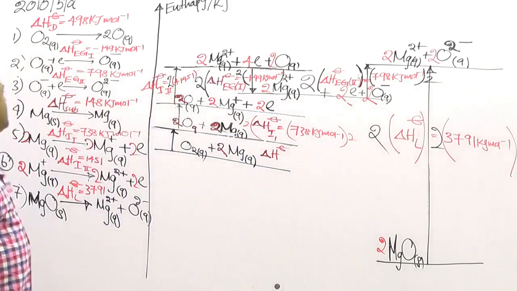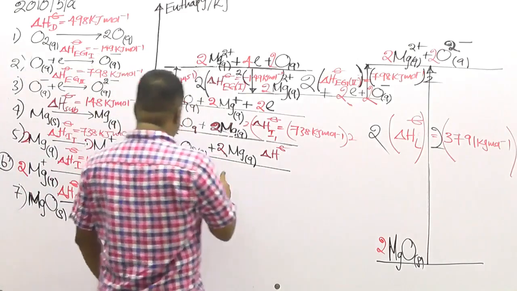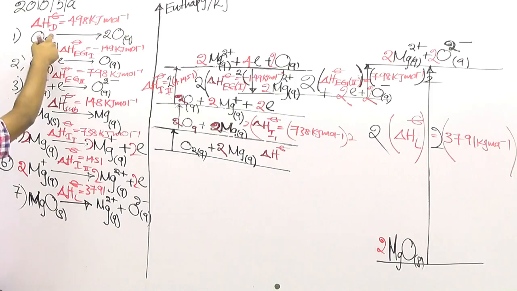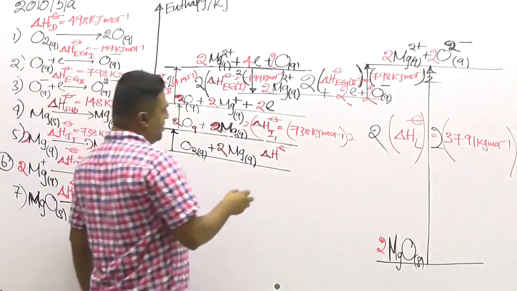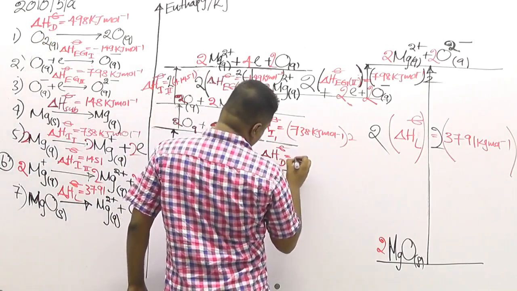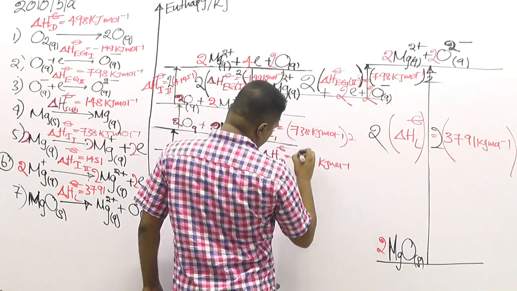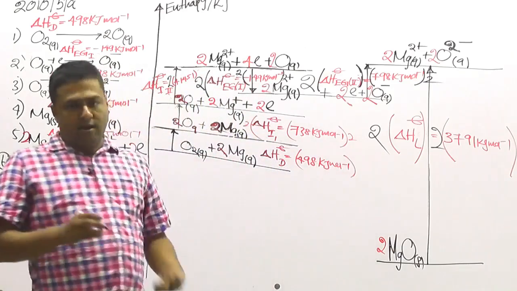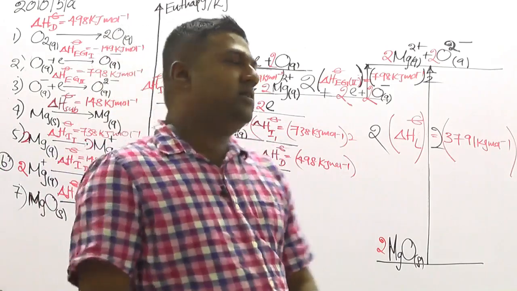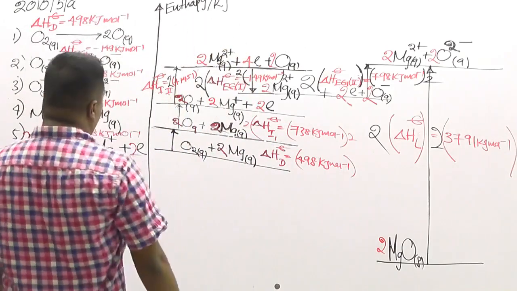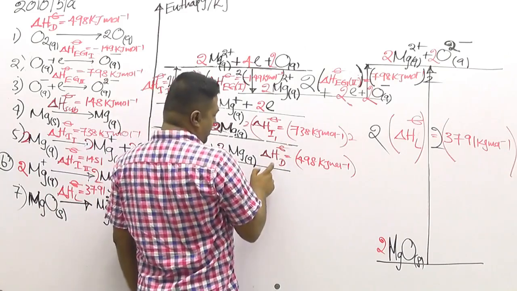Delta H naught, what is it? Bond dissociation enthalpy, 498 kilojoules per mole, delta H naught D.